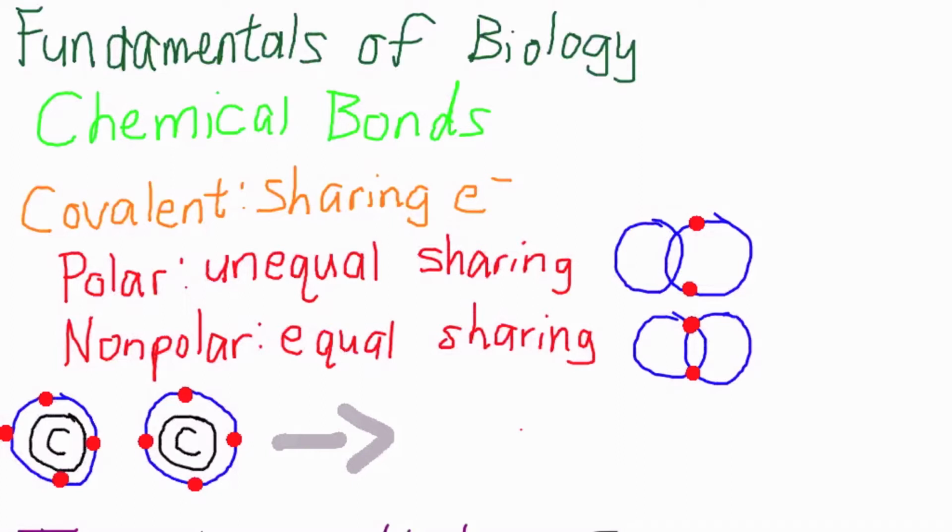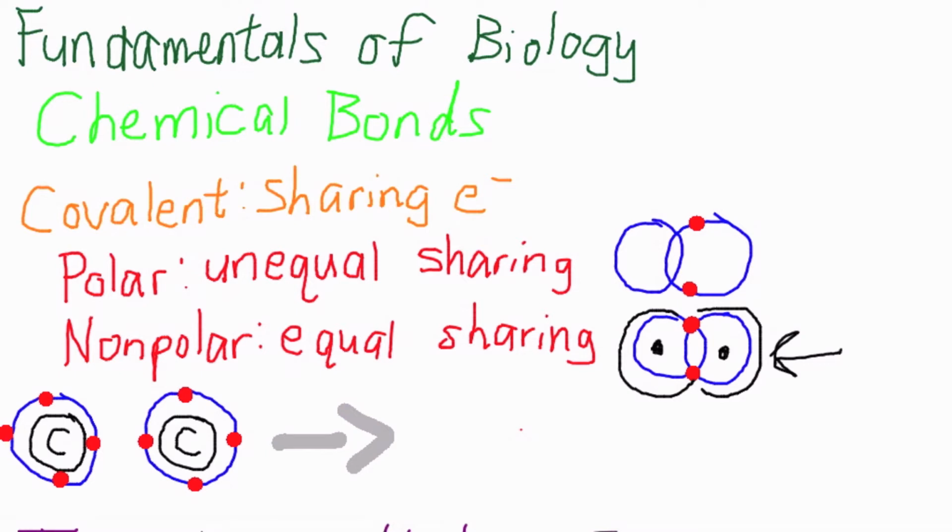Electrons can be shared equally or unequally. If they're shared equally, it results in a nonpolar covalent bond. As you can see in this diagram, the electrons are sort of in the middle. What this would mean is that the electrons are going to be distributed evenly on both atoms of the bond. So it'll spend as much time on the left atom as it will on the right.